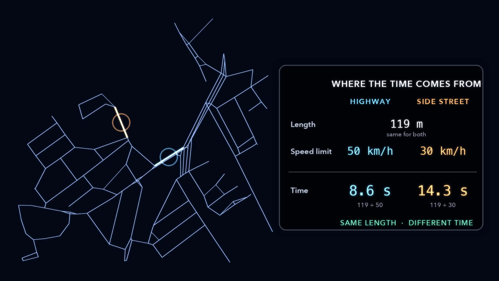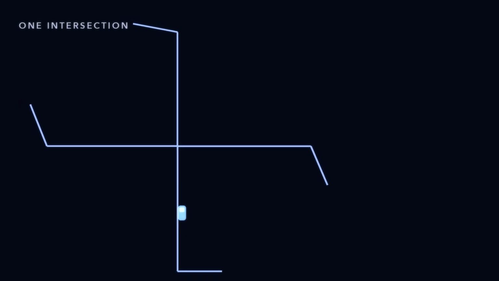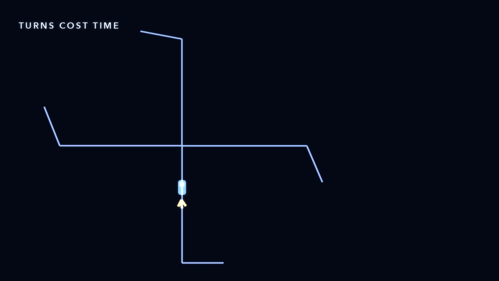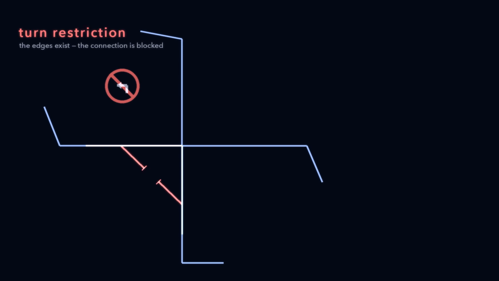That's the weight. But there's a sneakier cost, and it's easy to forget: turns. Turning left across busy traffic takes time. So a left turn can carry its own extra cost, added on top of the roads. And sometimes a turn isn't slow, it's simply not allowed. This is a subtle point. The road is there. You can see it, but you're not permitted to turn onto it from this direction. We call that a turn restriction. The edges exist, but the connection between them is blocked. A good router has to respect that, or it'll tell you to do something illegal.